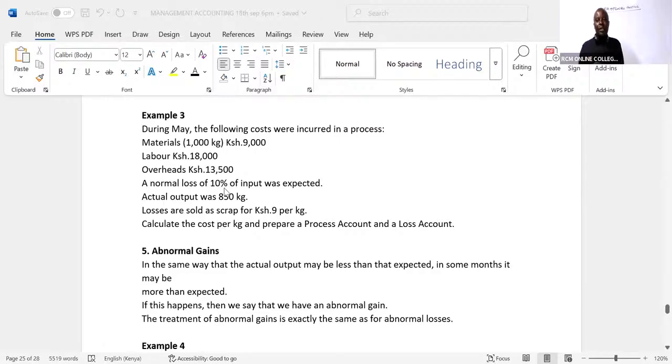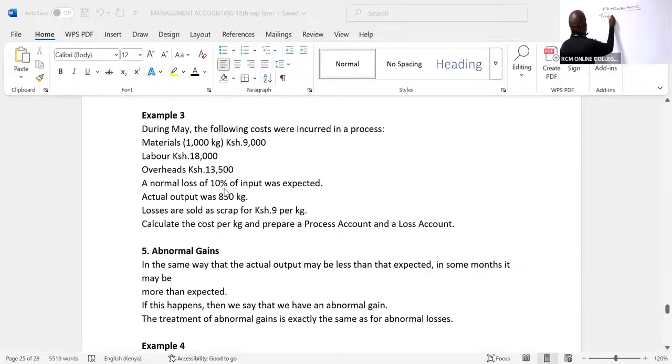What do you think, ladies and gentlemen, will be the very first thing for us to do to be able to tackle this question effectively? Can you kindly tell me, what should be the very first? Yeah, we should develop what we call a throughput account.